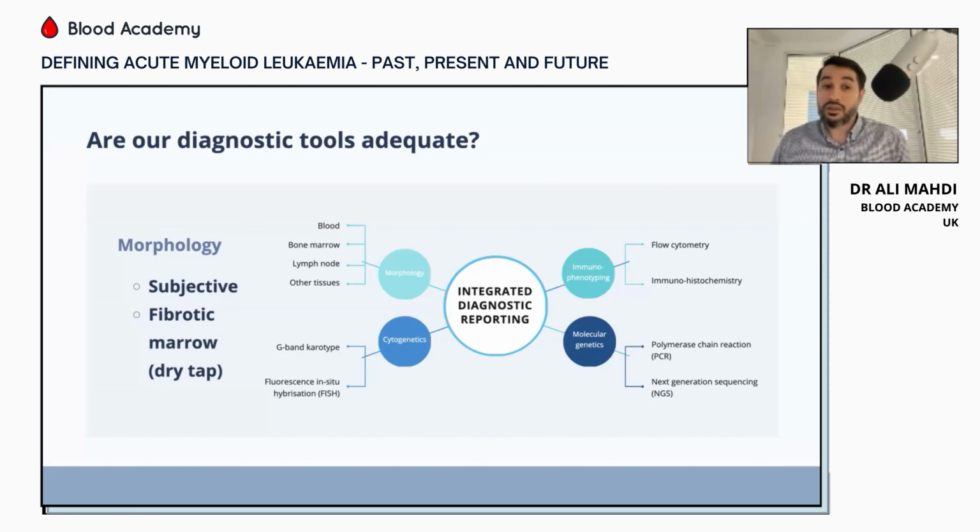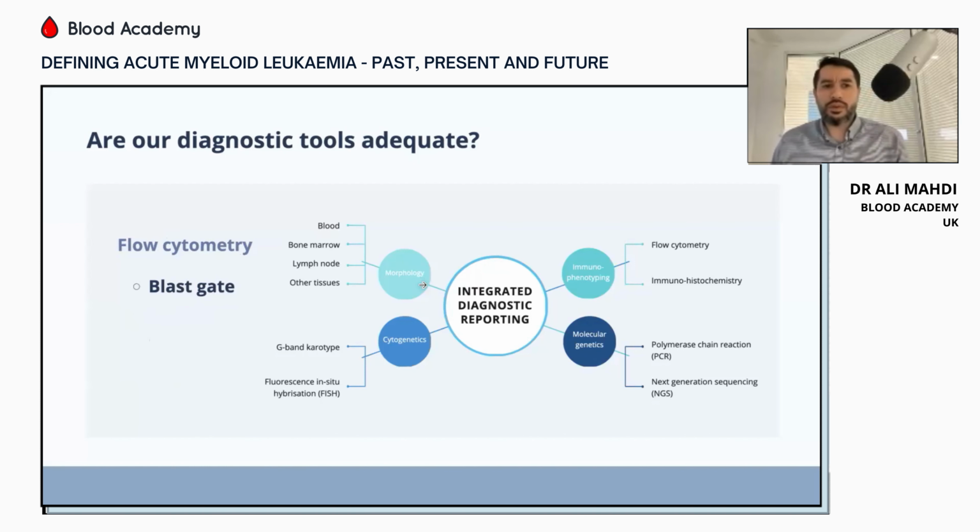The art of morphology is very subjective. What you define as a blast may not be defined as a blast by someone else, based on their experience and their level of training as well. You can also have the scenario where you're unable to aspirate a bone marrow sample, so the cytology is unavailable, and defining blast cells by the bone marrow biopsy can be very, very difficult, especially in patients with fibrotic disease. This is especially so in patients with more advanced conditions such as myelofibrosis.